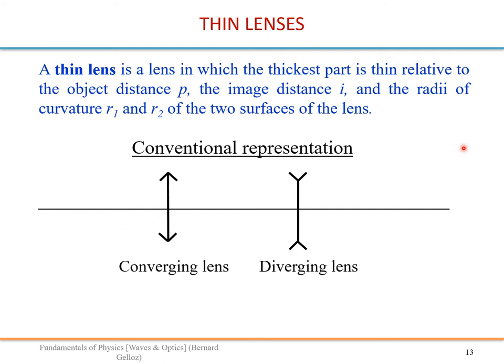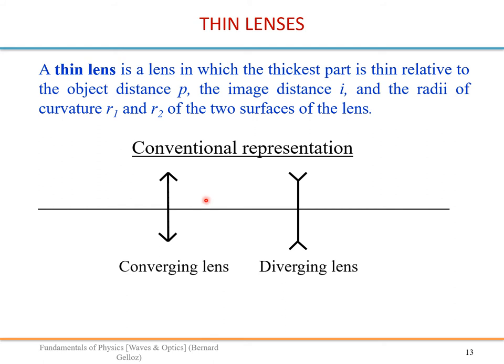Another definition is the particular case of thin lenses. When the lenses are very thin, thin is always relative, so it's compared to the other distances in your system. For example, a thin lens is a lens in which the thickest part is thin relative to the object distance p, the image distance i, and the radii of curvature R1 and R2 of the two surfaces of the lens. Basically, with a very thin lens you cannot really distinguish its shape.